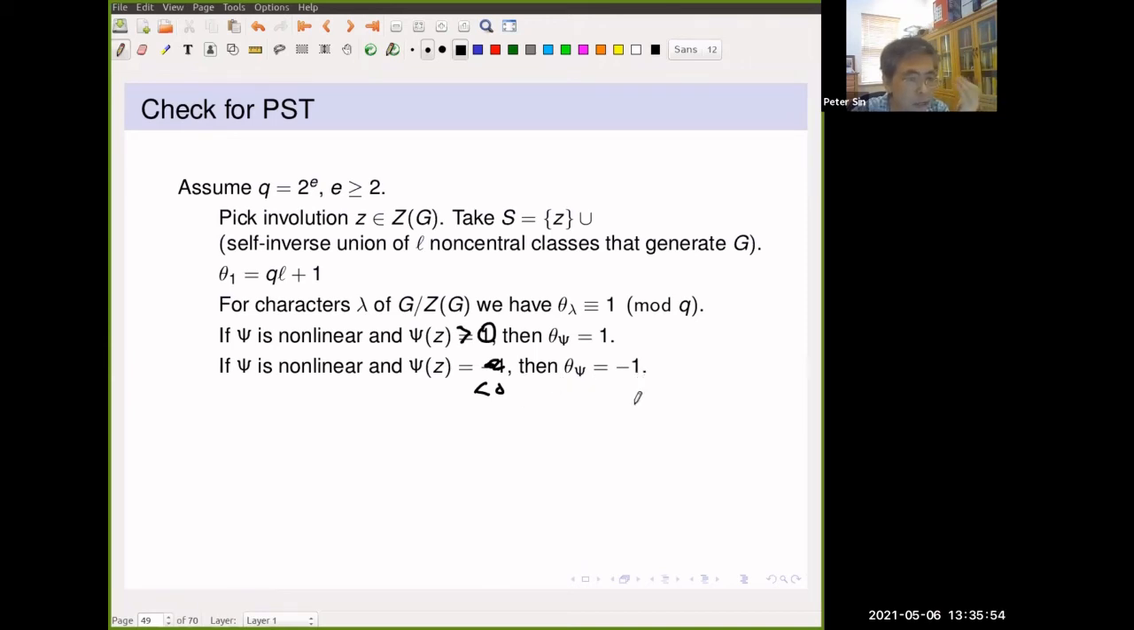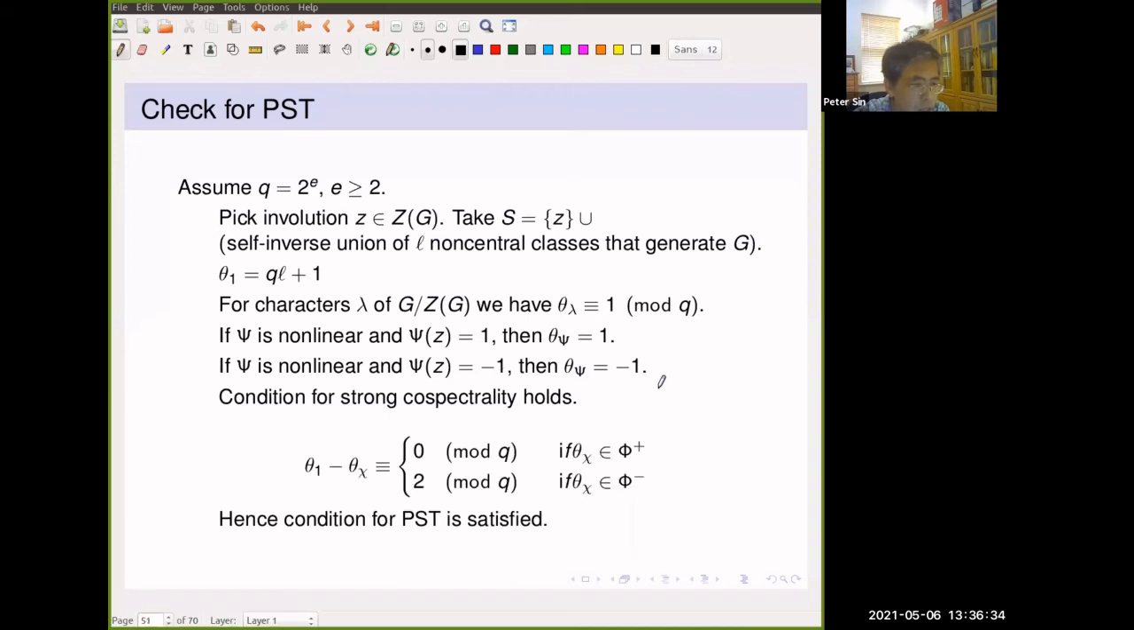So now we can check the condition for cospectrality. The condition is that phi plus and phi minus should be disjoint, and indeed they are, because the phi plus are the lambdas and the ones where the value on Z is positive, and they are congruent to 1 mod Q, and the ones for the negatives are congruent to -1 mod Q, and Q is not equal to 2. So those two sets are disjoint, and the condition for cospectrality holds.